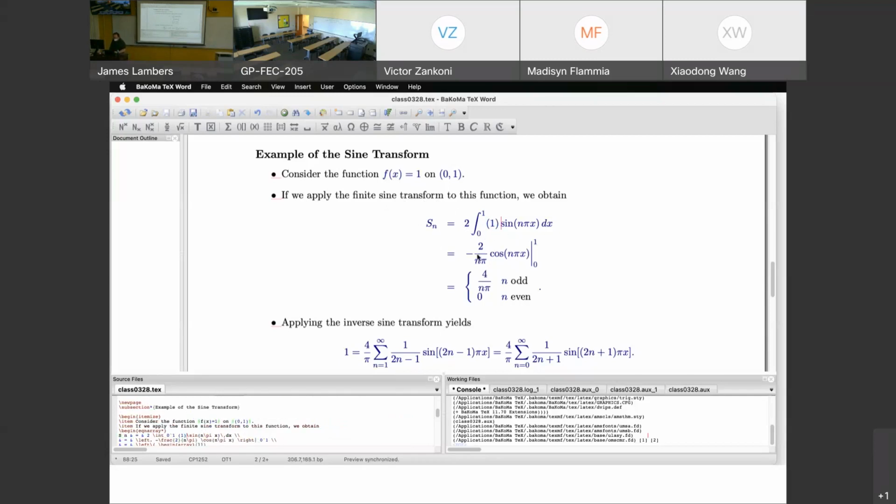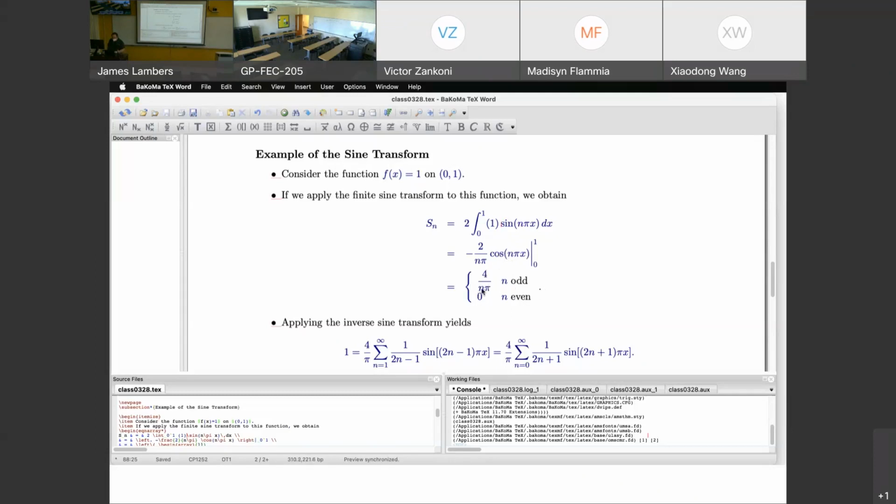So you go ahead and work out the integral, and when you plug in the limits, cosine n pi is equal to 1 if n is even, and minus 1 if n is odd. So if you consider the cases of n even or odd separately, then this is what you get. So we only have non-zero coefficients when n is odd. You may remember this homework problem.